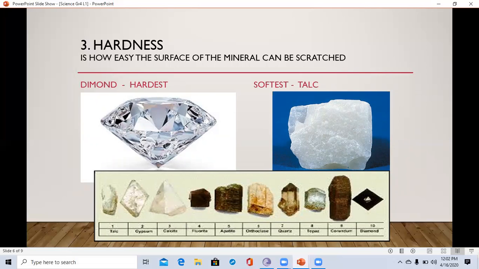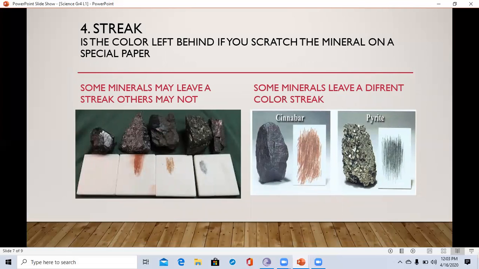talc. Then you get the Mohs scale, which is there on the bottom, and the diamond you can see is number 10, which is the hardest, and talc will be the softest, where quartz will be at number 7 or fluorite at number 4. So each surface can be scratched easily by the mineral that is above it. So talc can be scratched by gypsum or calcite or fluorite much more easily than talc can scratch the minerals above it. Fourth, we look at the streak.